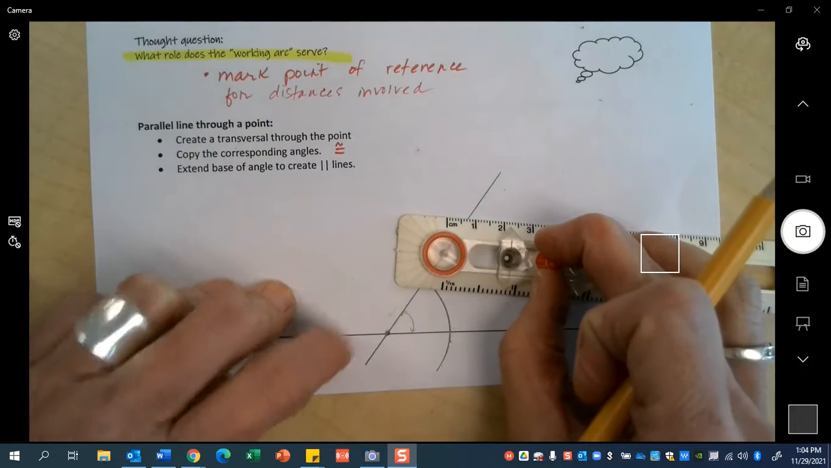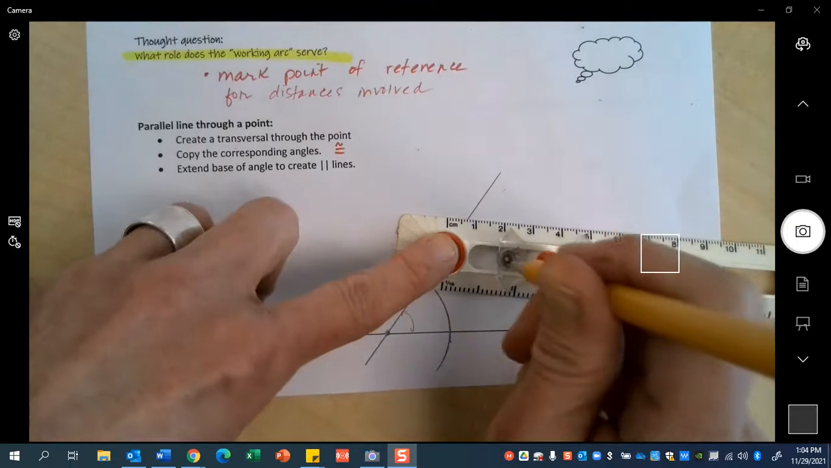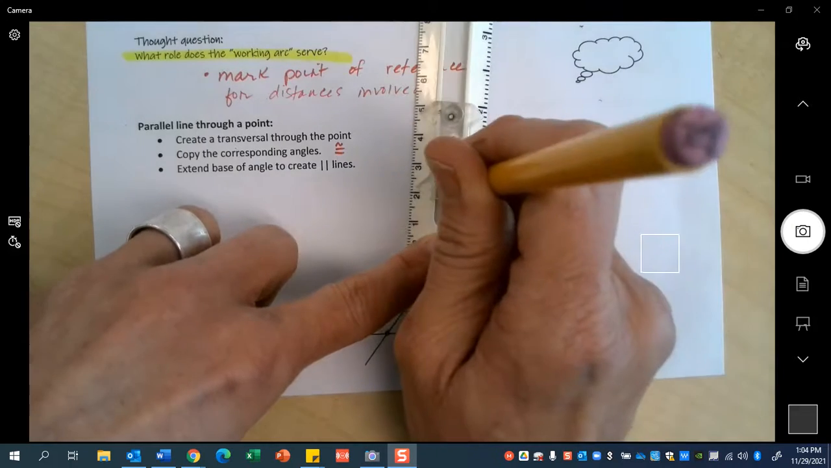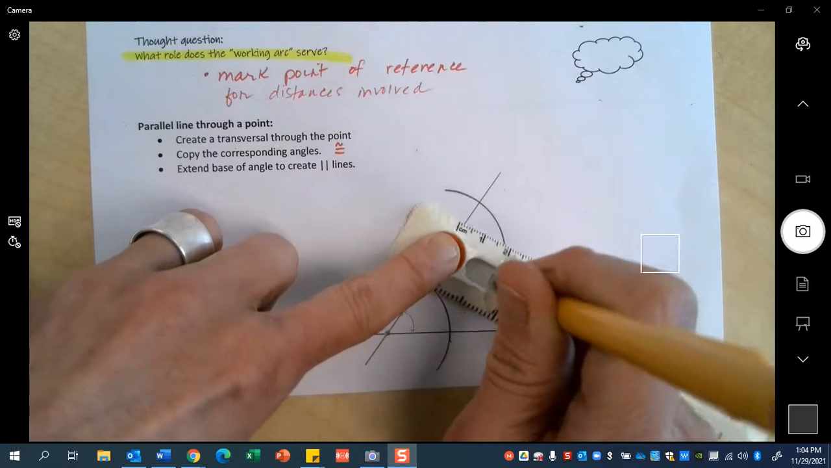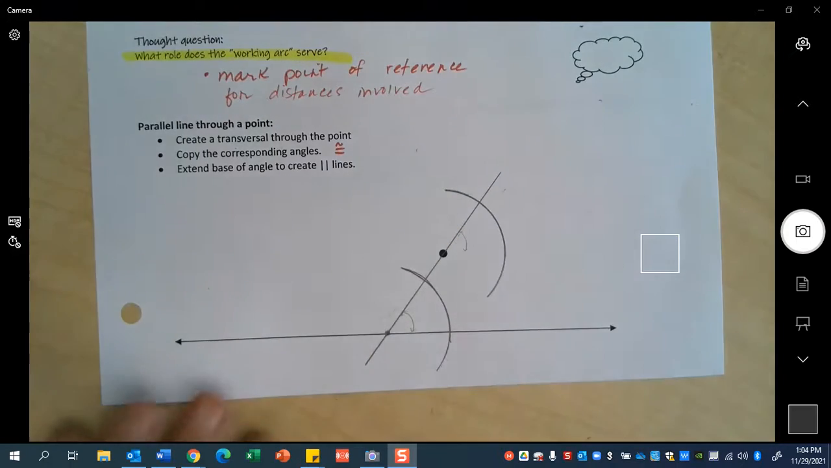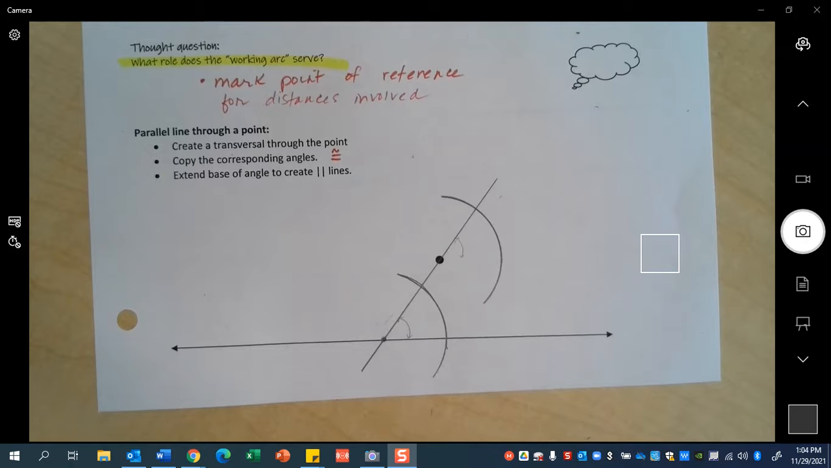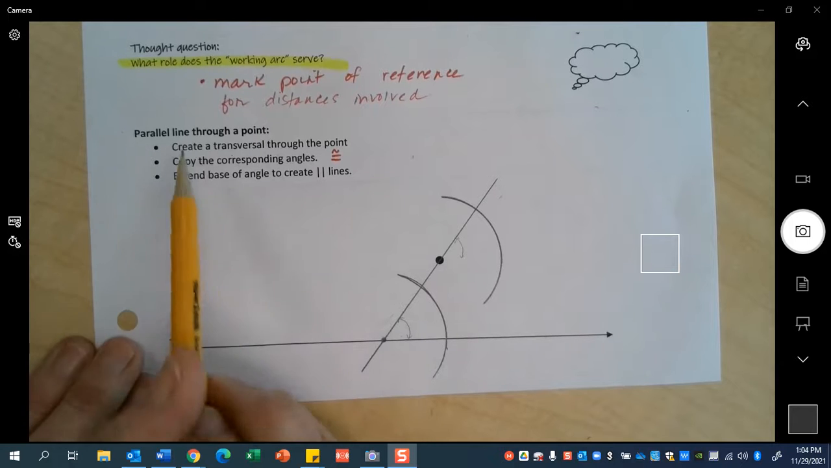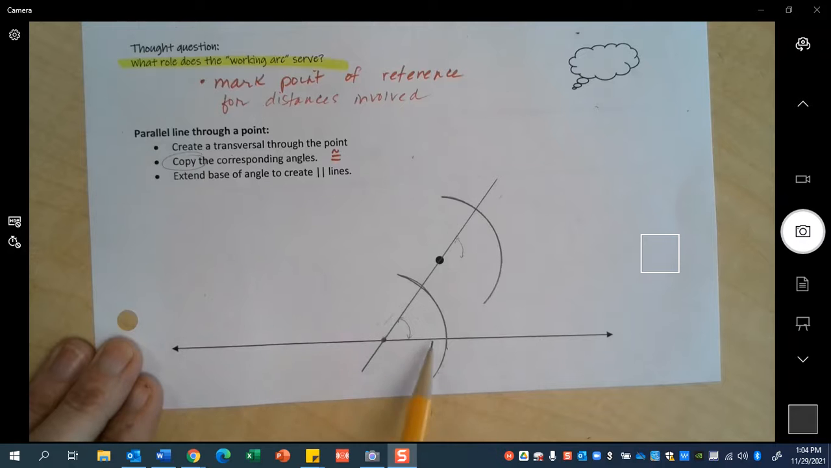Put your nose of the compass on that dot and repeat, without moving your slide, repeat where that working arc is. So what I've done with my working arc is I've referenced where in here my angles are that I'm talking about. If I have congruent corresponding angles, the converse tells me that those lines are guaranteed to be parallel if those corresponding angles are congruent. So basically what I'm going to do is now just copy this angle.